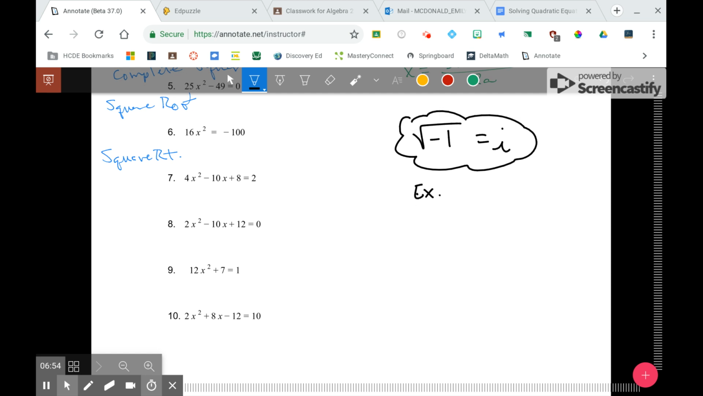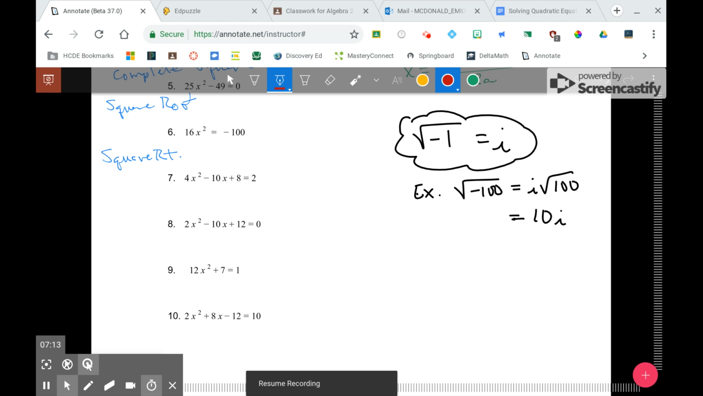So for example, if you got the square root of -100, that really means you have I square root of 100. Well, square root of 100 is a perfect square, so that is 10I. We should put the whole number first, then the imaginary.